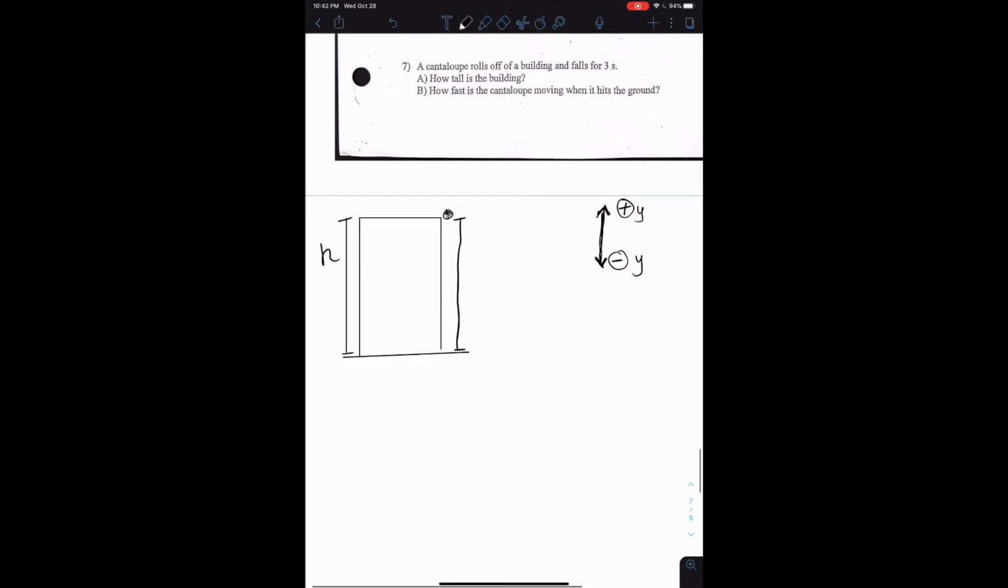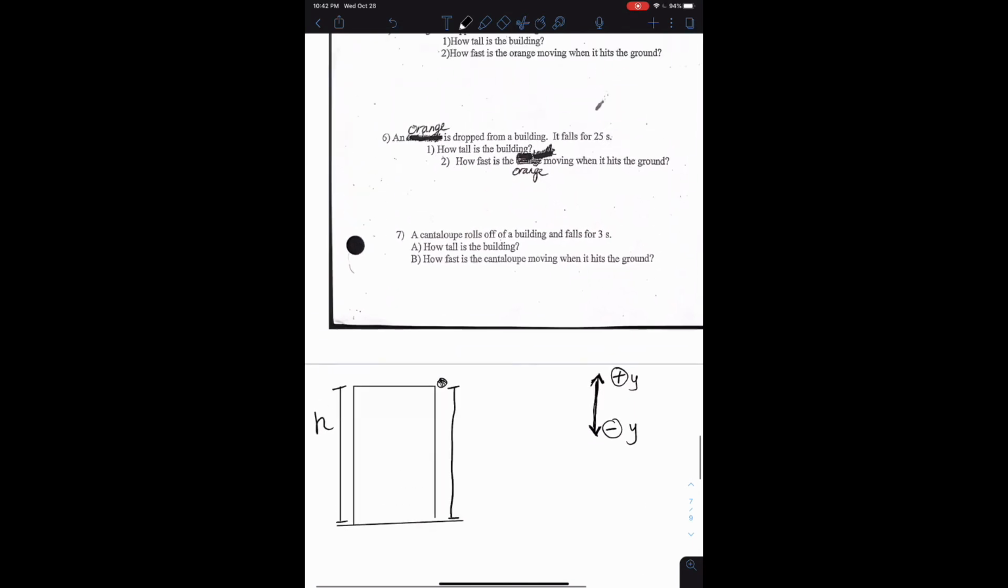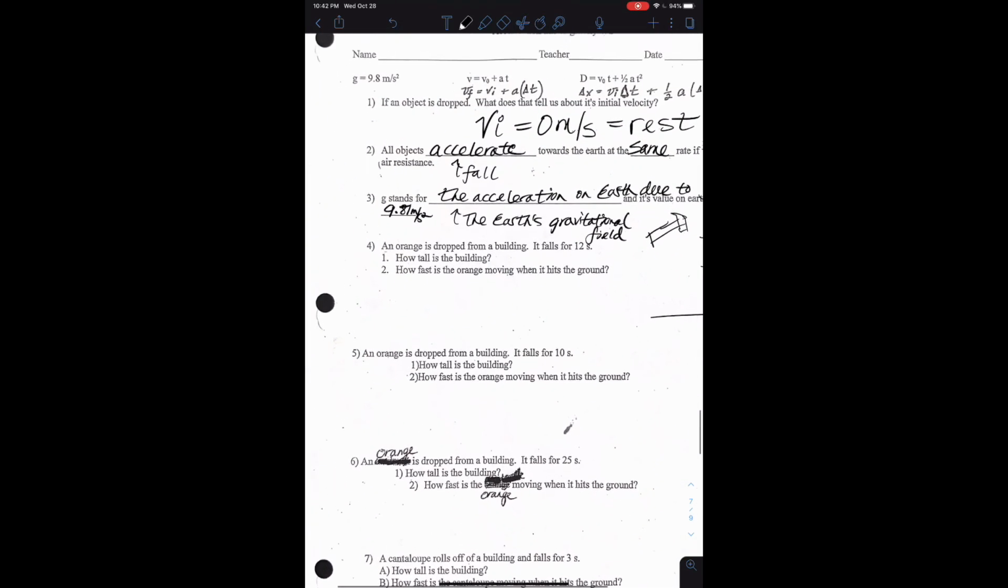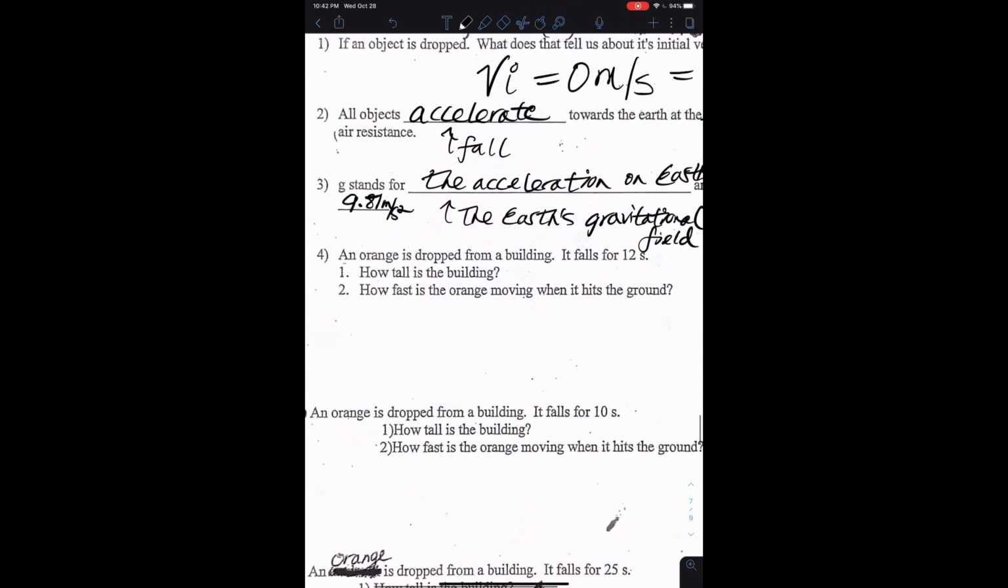All right, so what else do we know? Question 4 says it falls for 12 seconds and then asks us how tall is the building. So really they don't give us a lot. They just say we're going to drop an orange. It's going to fall for 12 seconds. How tall is the building? So there's got to be some hidden information there in order to solve this problem, right? To use a kinematics formula, and there is.